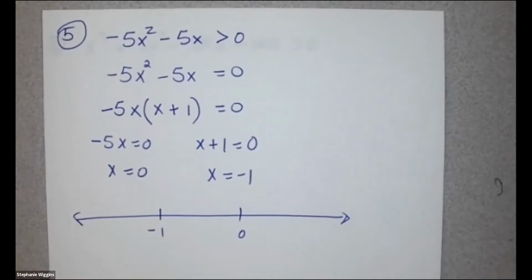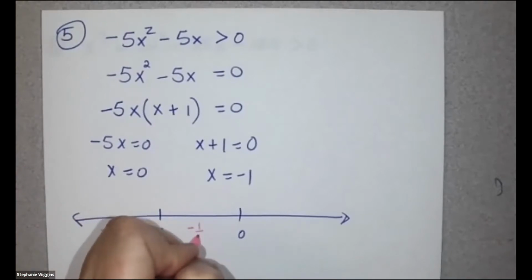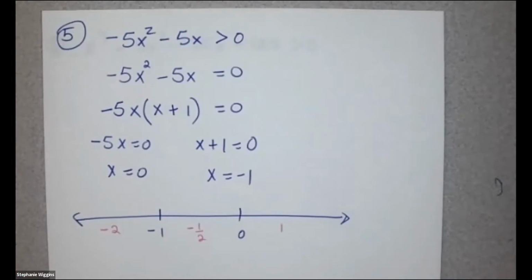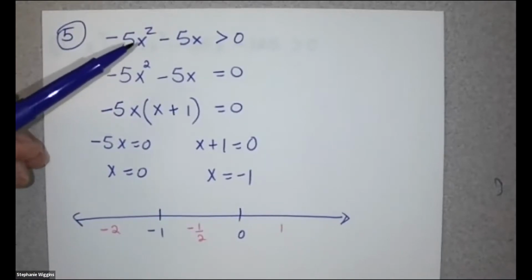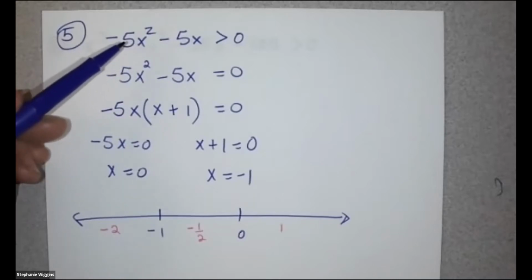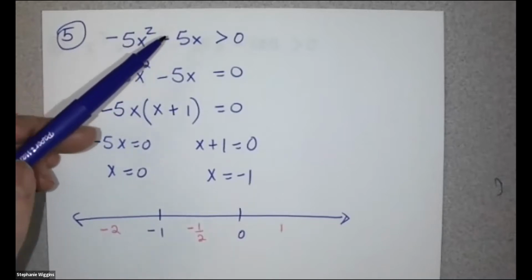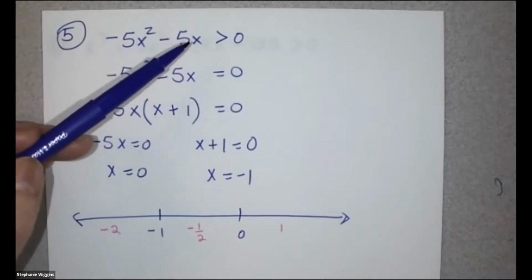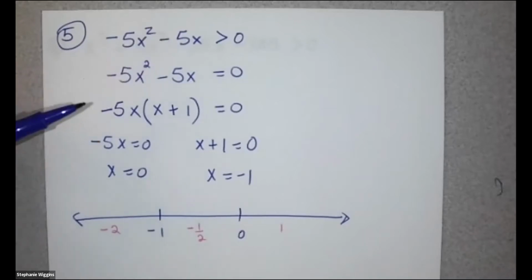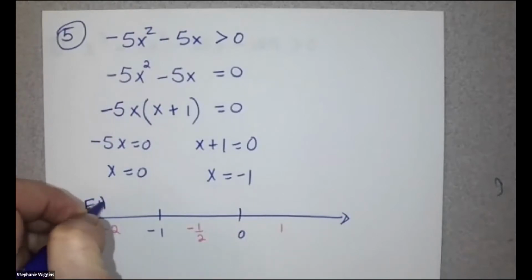Plotting them on the number line, and then I'm going to pick points. I'll pick -2, I'll pick -1/2, and I'll pick 1. So -2. When I square -2, I'm going to get 4. -5 times 4 is -20. Then here I get -5 times -2 is 10. -20 plus 10 is -10. Is that greater than 0? No, that's false.